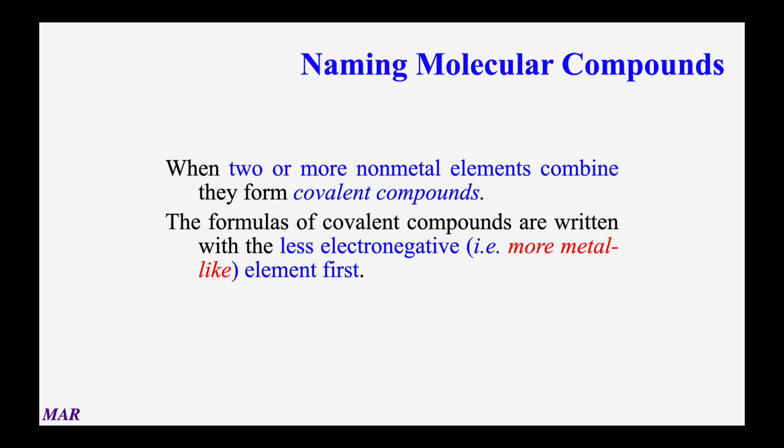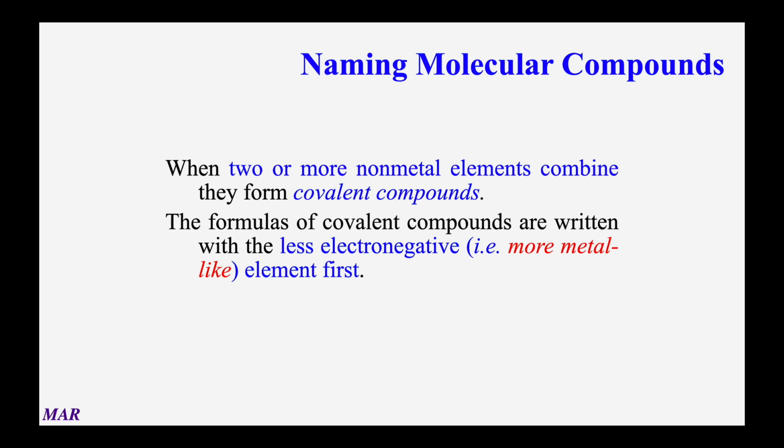The formulas of covalent compounds, you always have the less electronegative element first and the more electronegative element last. Now, another way to interpret this, because electronegative is weird, the more metallic-like element goes first, and the element which is less like a metal goes last. So on the periodic table, carbon is closer to the metals than oxygen is. So carbon always goes first and oxygen always goes last. And that's why it's CO2.